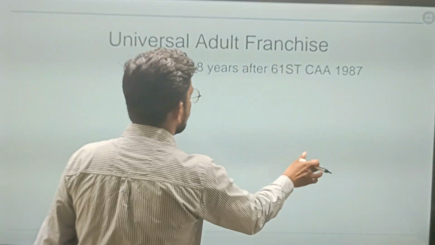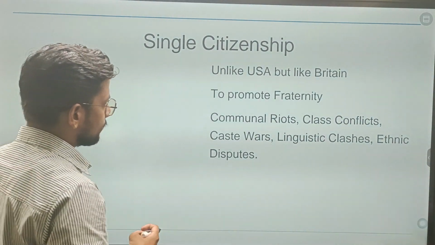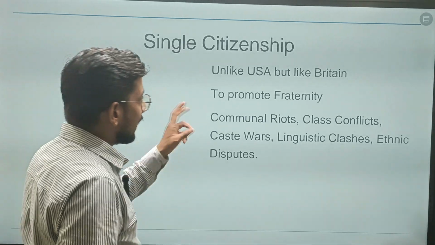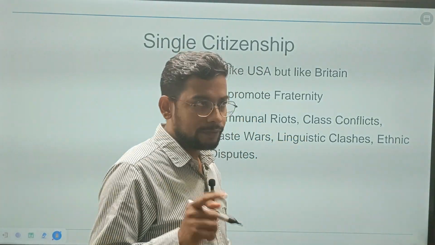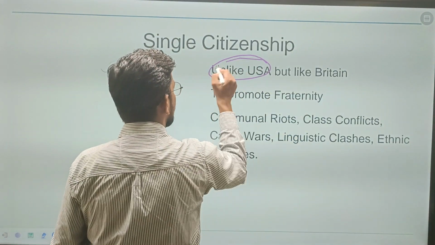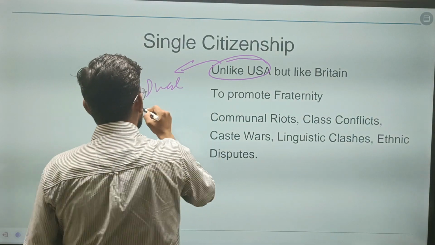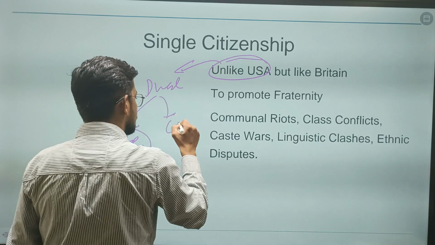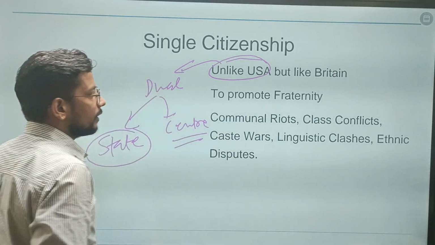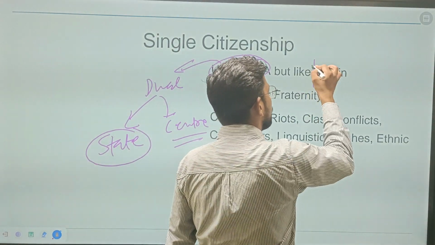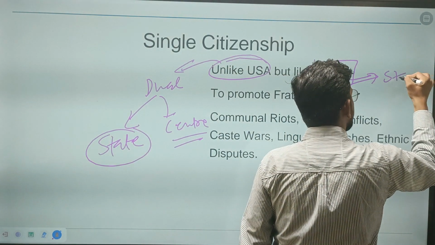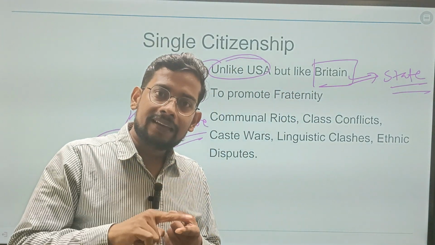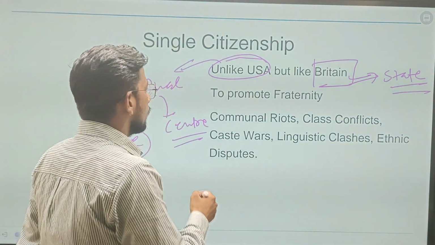Then the next important provision is single citizenship. Remember this, like Britain, but unlike USA, we have a single citizenship. USA has a dual citizenship. In USA, a person has to take citizenship of state and center separately. But in Britain, if you are a citizen of Britain, then you are a citizen of the state as well. Same in India. If you are a citizen of Delhi, then you are automatically a citizen of India.